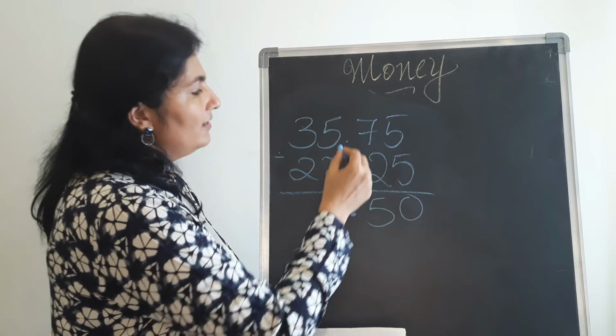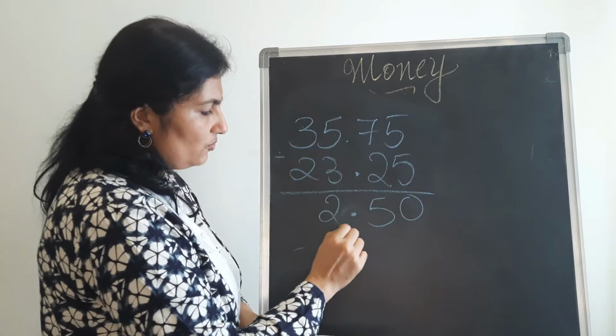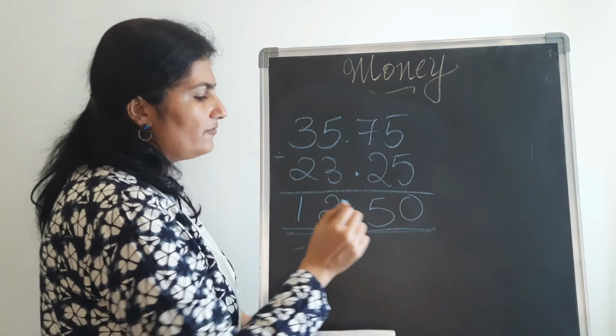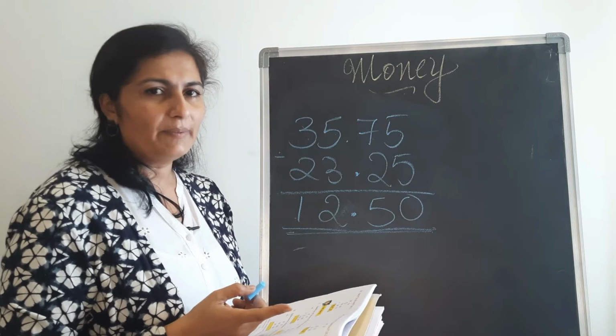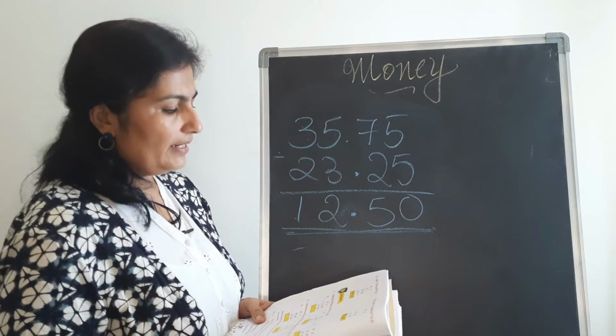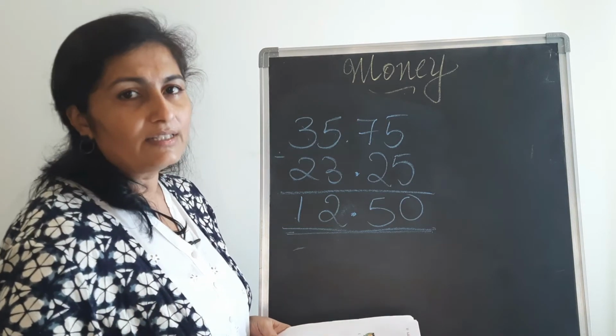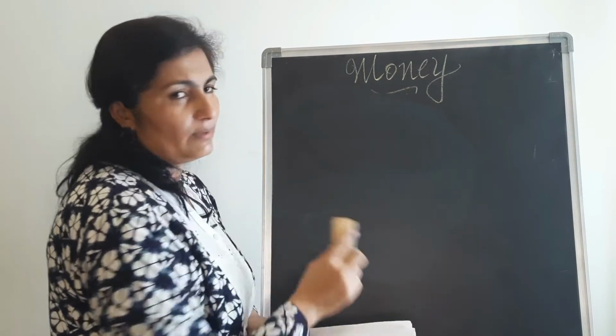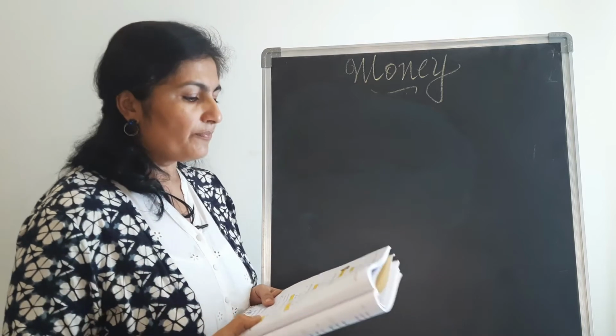Decimal, don't forget. 5 minus 3 is 2. 3 minus 2 is 1. So 12 rupees 50 paise. Now, we'll try one of the sums that are given for you to try. This one's answer is not there, but let's try.